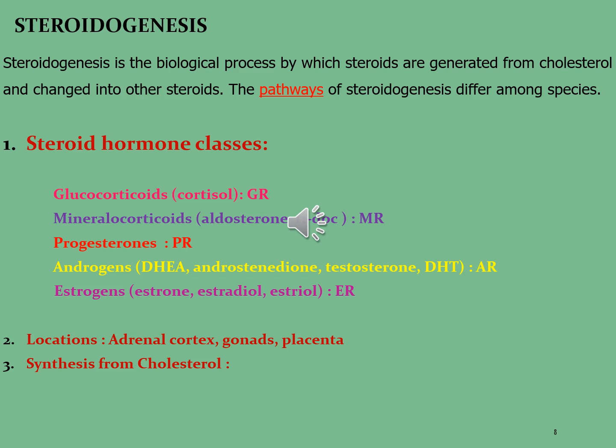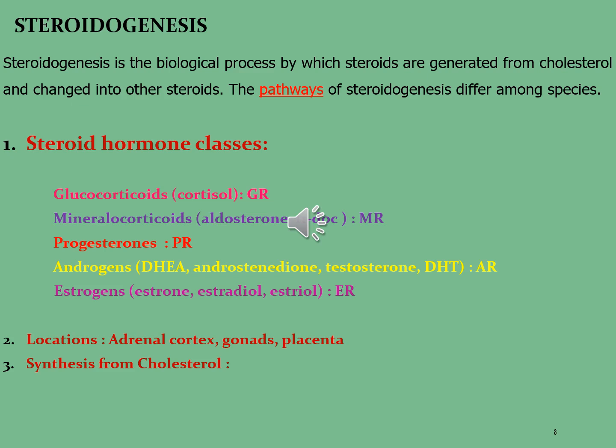The common examples of progestogens are progestins, such as progesterone. The next one is androgens. The common examples of androgens are DHEA, androstenedione, testosterone, and dihydrotestosterone. It is represented by AR, meaning androgen receptor. The last one is estrogens. The common examples of estrogens are estrone, estradiol, and estriol. This is represented by ER.